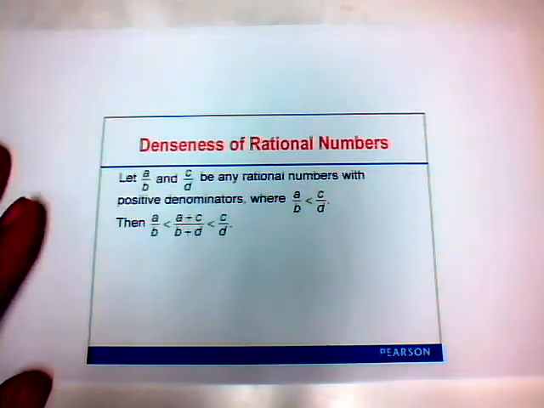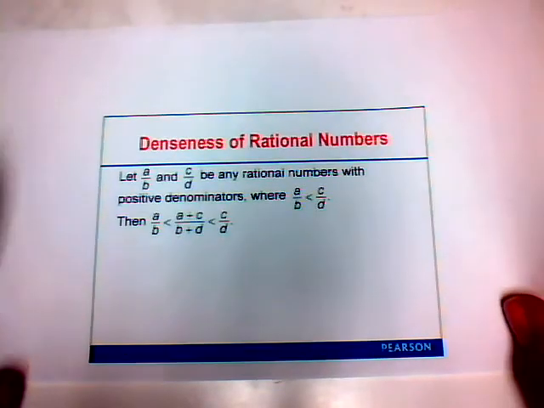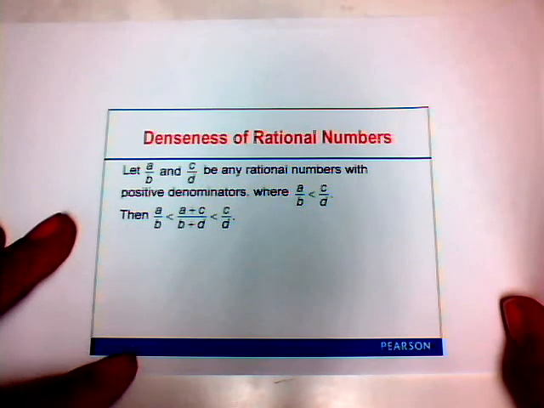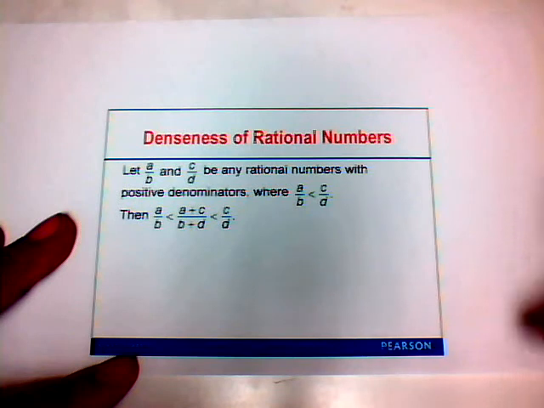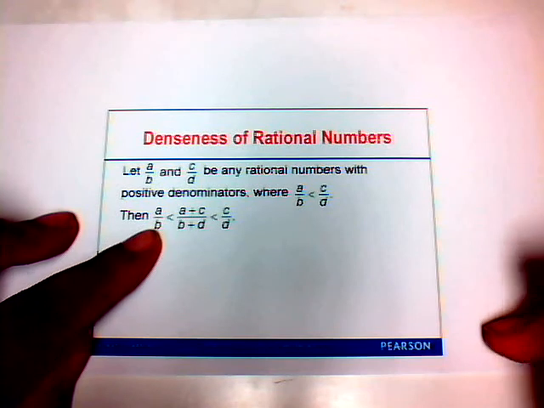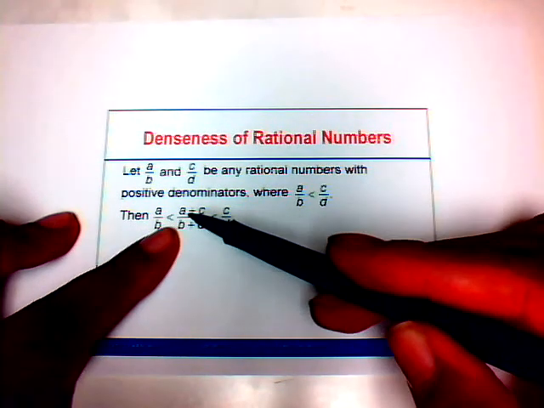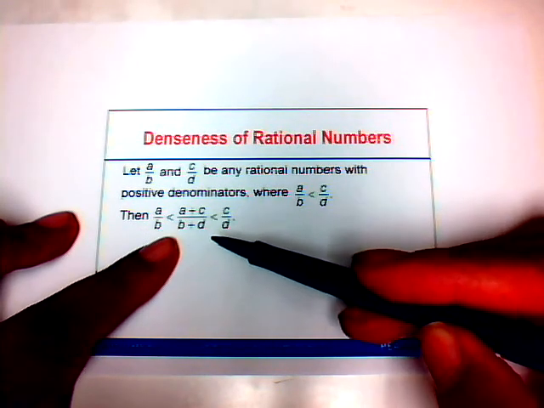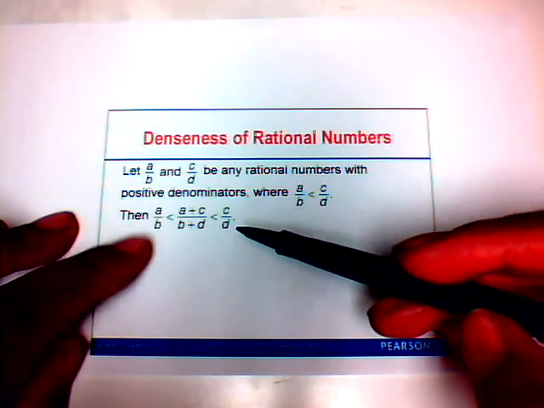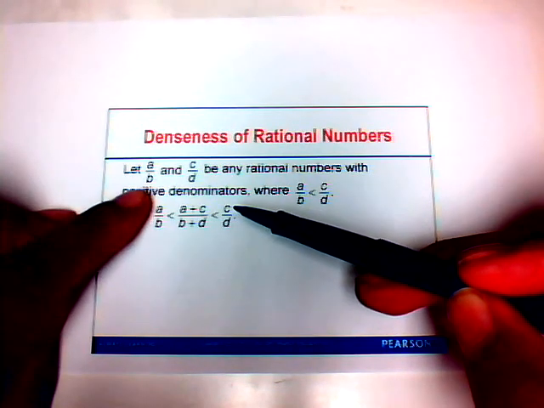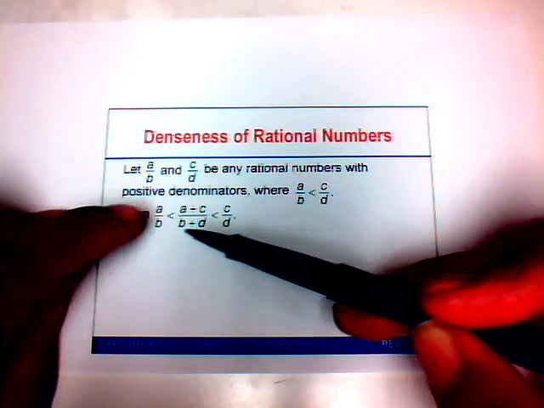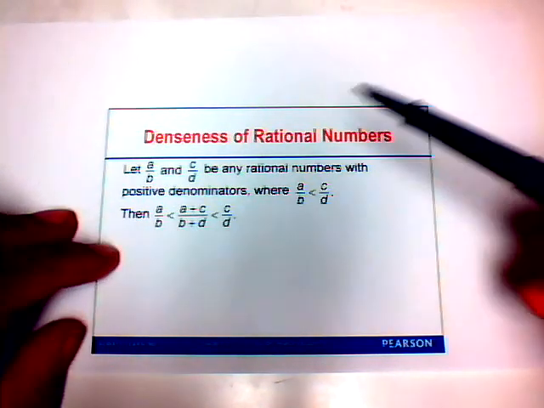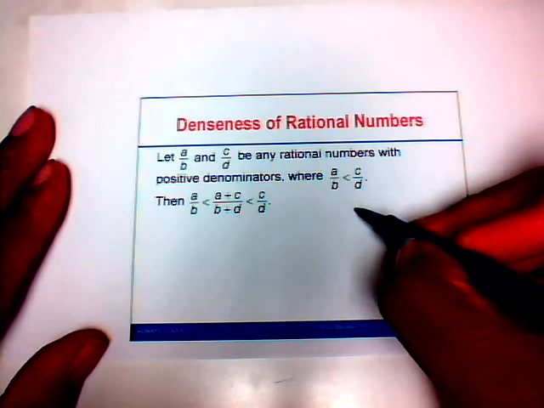Okay, now the last thing we talk about is this. Let a over b and c over d be any rational numbers with positive denominators, where a over b is less than c over d. Then a over b is going to be less than a plus c over b plus d, which is less than c over d. In other words, if you take the sum of the numerators and the sum of the denominators, you're going to come up with a fraction that's between a over b and c over d. Let me give you an example.